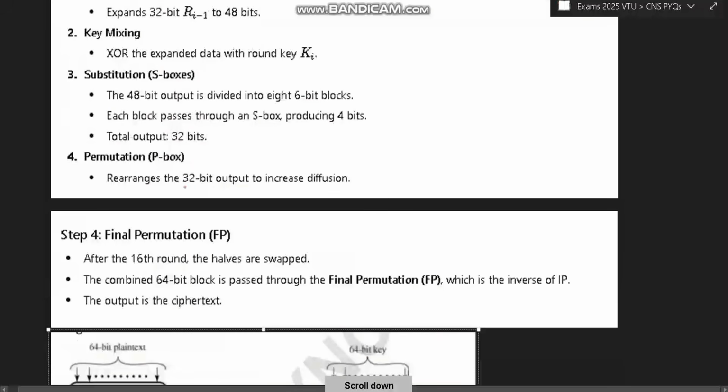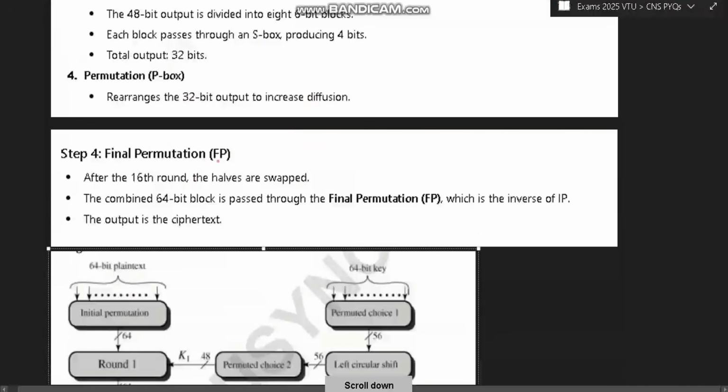Then permutation happens, the rearranging of the 32 bits to increase the diffusion, and the final permutation would happen at the 16th round. The half values are swapped. As you remember, the left and the right in the Feistel structure were getting swapped at the end. That's what is mentioned here. And the combined block is passed through the final permutation, which is the inverse of IP. Okay, this output is the ciphertext.